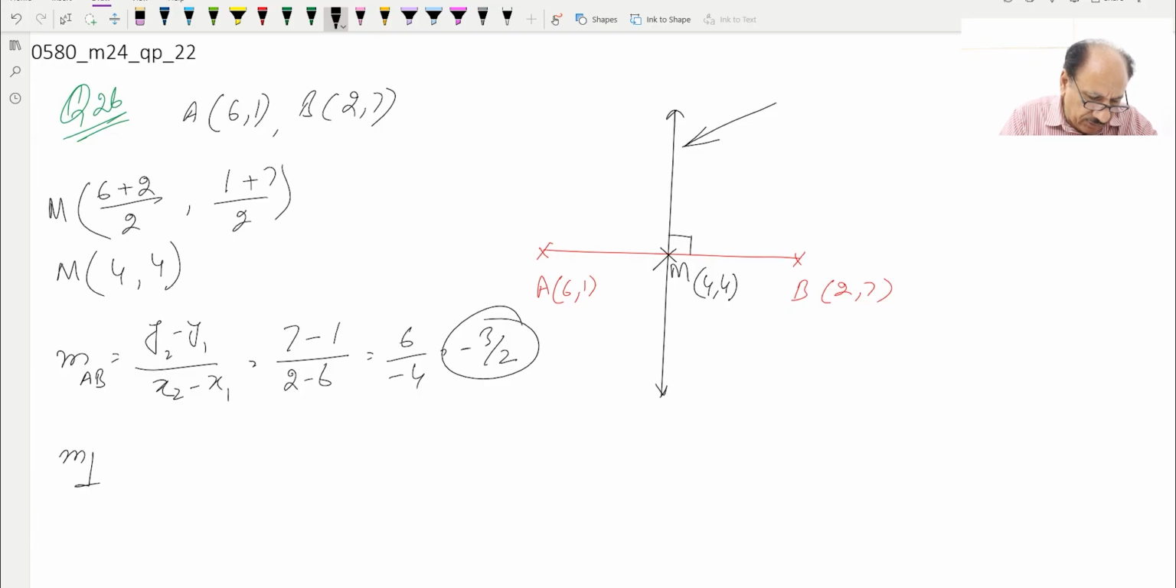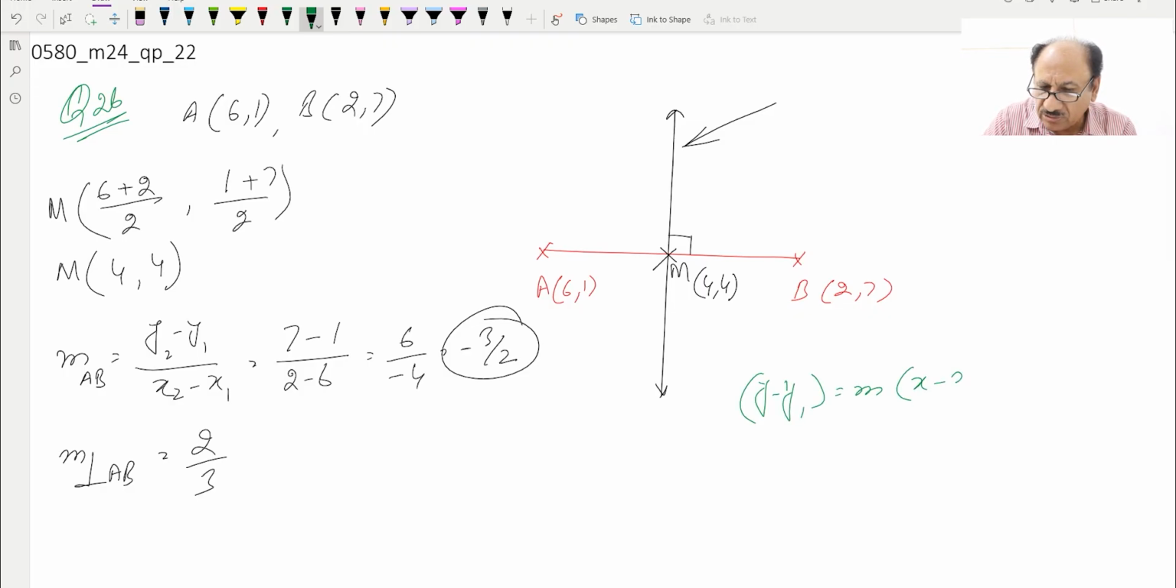So the gradient of the perpendicular line to AB will be the reciprocal with the sign changed. So this will be 2 by 3. We have changed the sign and taken the reciprocal of this gradient. Now we have to find the equation of the line which is passing through M with the gradient of 2 by 3. We can directly find the equation by applying the equation of a line in point slope form, which is y minus y1 is equal to m into x minus x1. This is the direct method to find the equation.